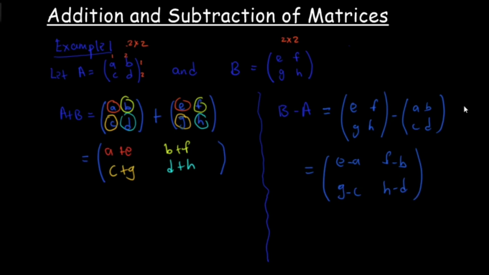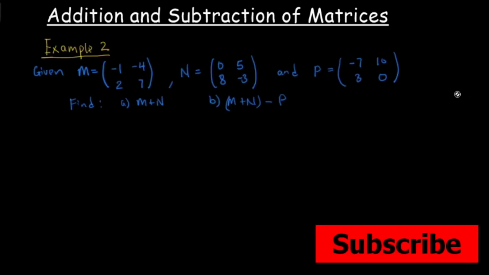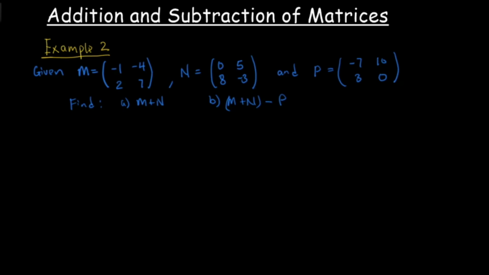Let's do an example with numbers. So example 2, given that M is -1, -4, 2, 7, N equals 0, 5, 8, -3, and P is equal to 7, -7, 10, 8, and 0. Find (a) M plus N, and for (b), we're finding M plus N minus P. So let's go find M plus N.